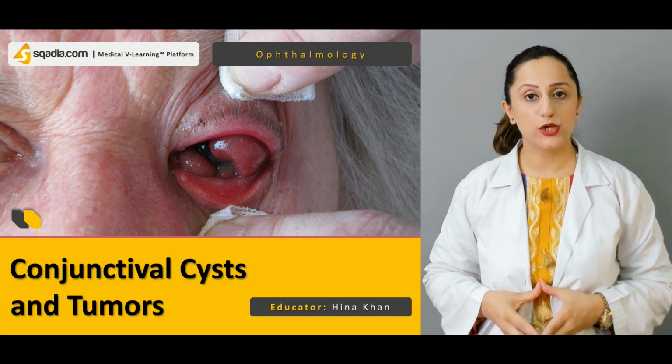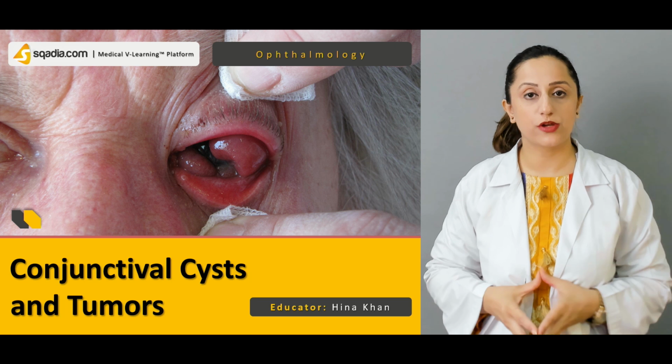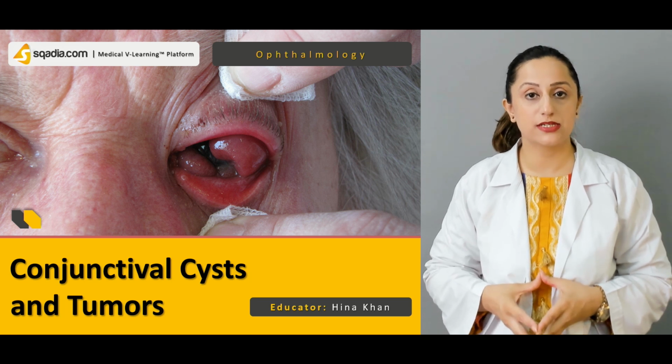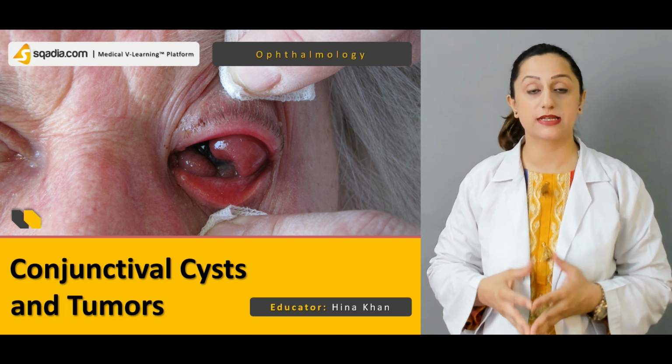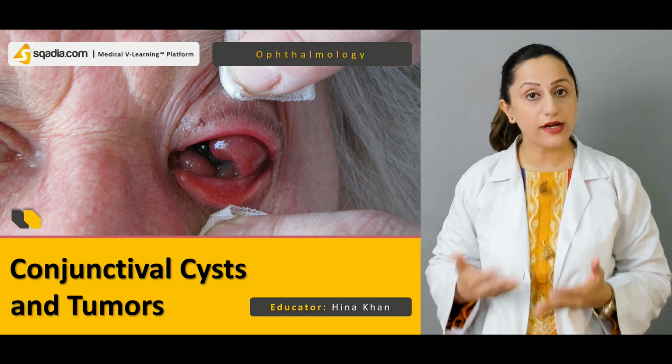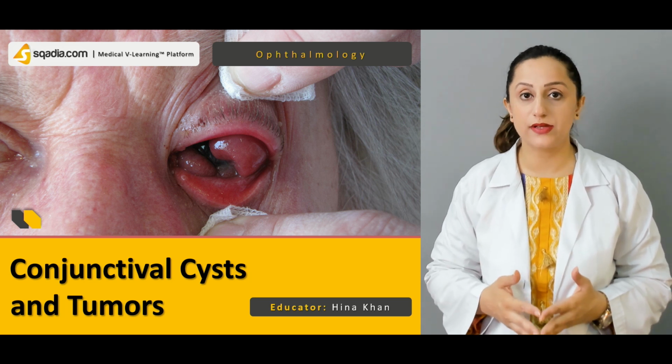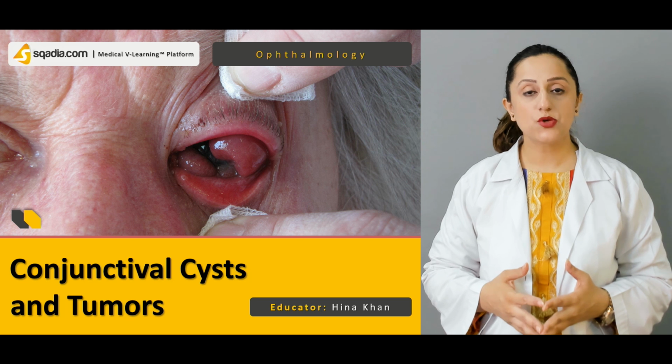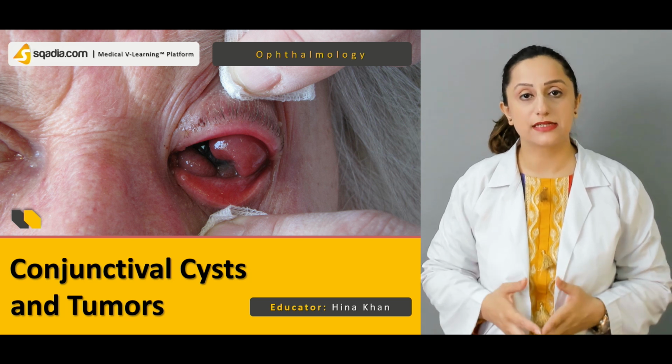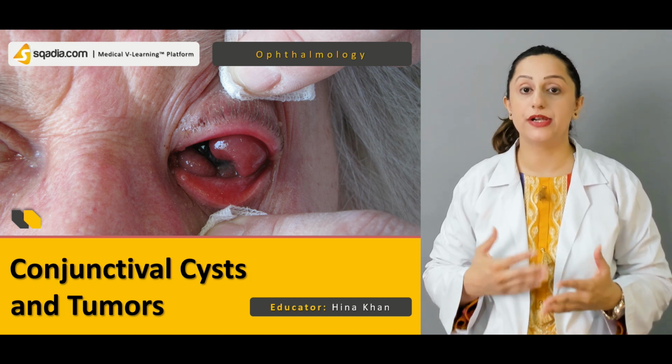Conjunctiva, as we all know, is the protective membrane present on the outermost layer, basically covering the cornea as well as the sclera. So there are multiple conditions that can arise in this particular layer.